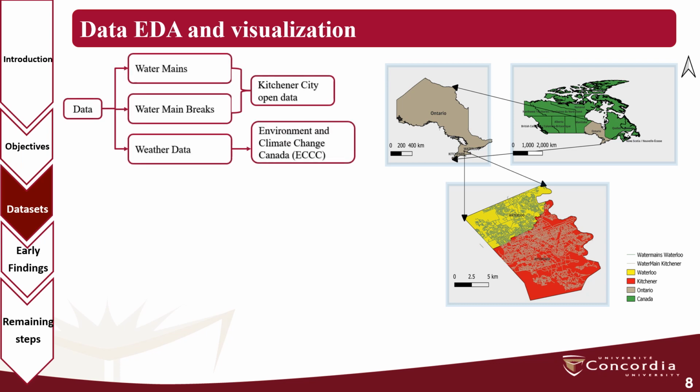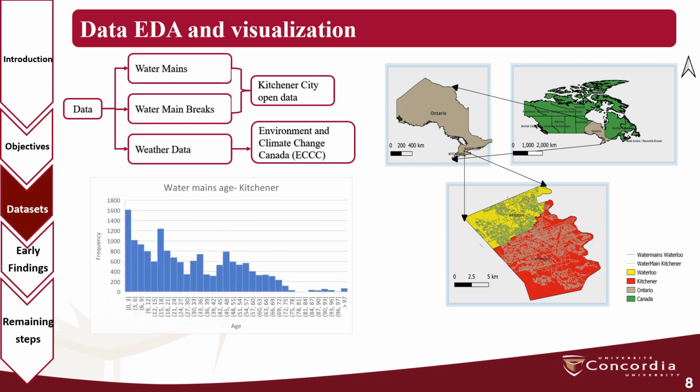We have 3 datasets. 2 of them are water main and water main break, which are downloaded from Kitchener City Open Data, and the third one is weather data, which is downloaded from the Environment and Climate Change Canada website. It should be noted that water main and water main break are flattened using GIS. The histogram of pipe age in Kitchener City shows that most of them are in their early ages.